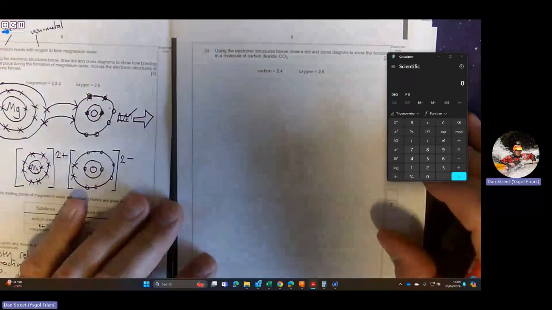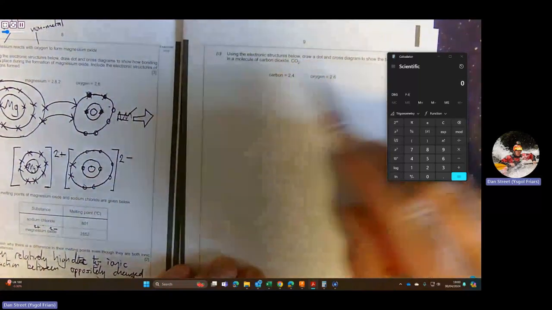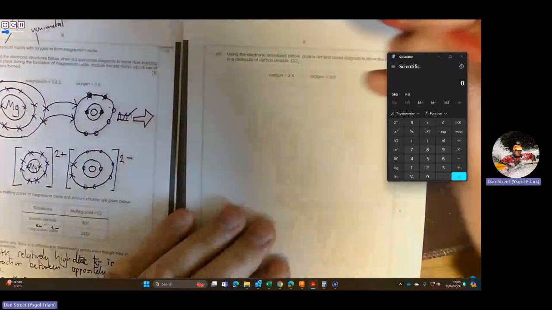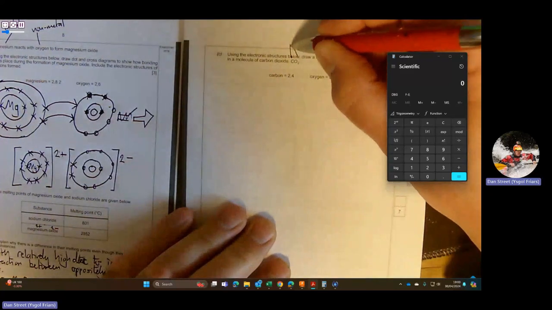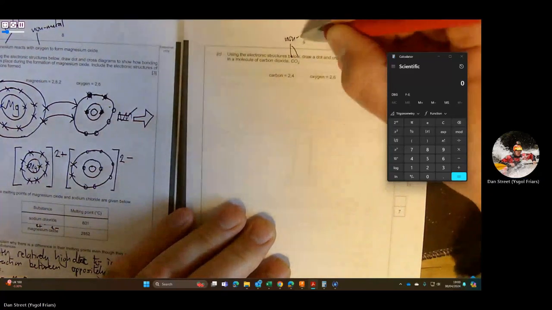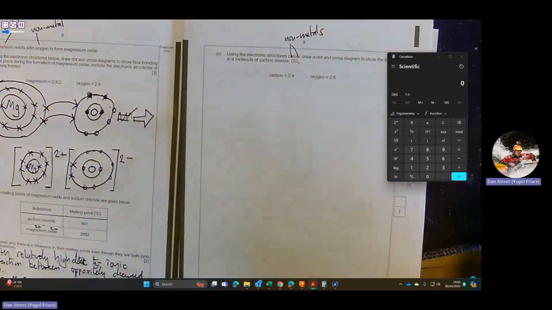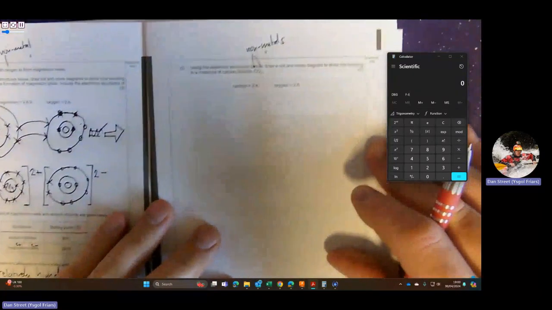Right, now this next part of the question, we need to be careful. So using the electronic structures below, draw a dot and cross diagram to show the bonding in a molecule of carbon dioxide, which looks remarkably similar to the previous question. However, the subtle difference is that carbon dioxide, CO2, these are both non-metals. So they're both non-metals. And consequently, we need to show a slightly different sort of bonding, and that's covalent bonding, where we share electrons.